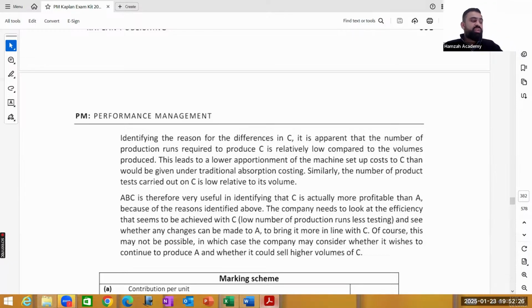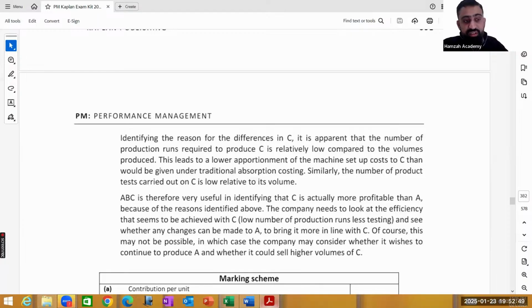So now they have the actual data. Now they can take steps to improve the profitability of A. If they conclude that they cannot take any steps to improve the profitability of A, then they can decide to discontinue A and continue C. And if they hadn't used ABC, they may discontinue C instead of A.